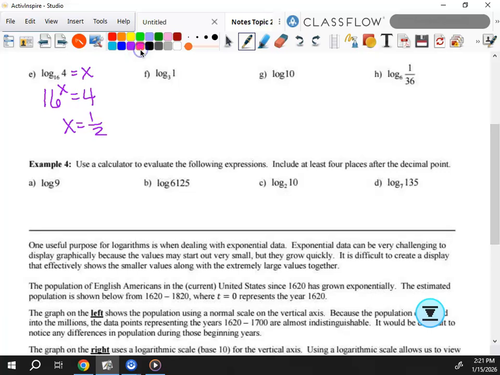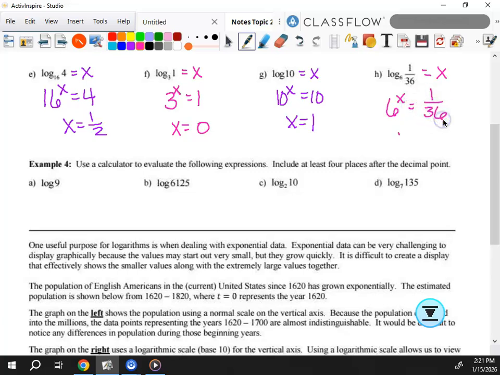All righty, so then I'm going to set this equal to x. So now I have 3 to the x equals 1. What would x have to be? 0. Very good. Anything to the 0 power is 1. All right. Equals x. What's the base here? 10. So 10 to the x equals 10. So what does x equal? 1. Very good. Equals x. So 6 to the x equals 1/36. So what does x equal? -2. Very good. You need to square it to get the 36, and then the negative gives you the reciprocal. Okay, everybody good so far?